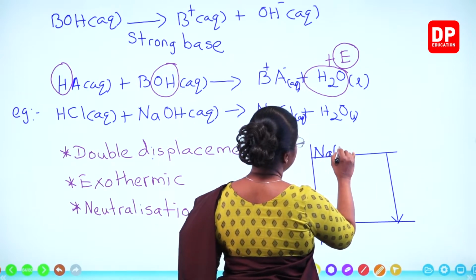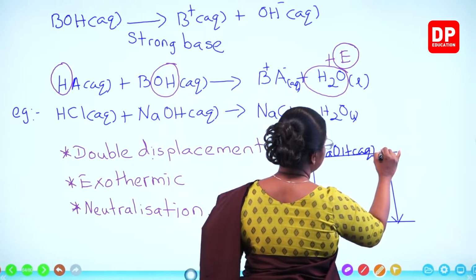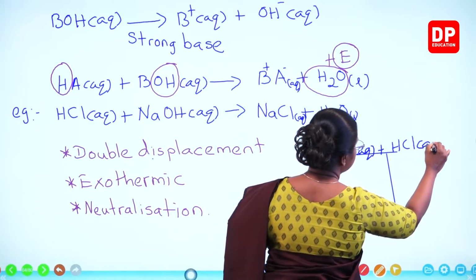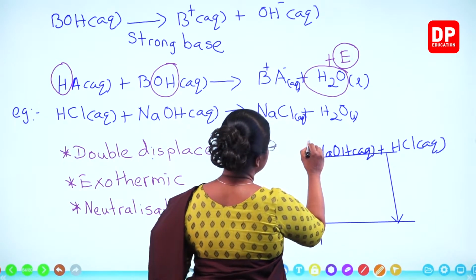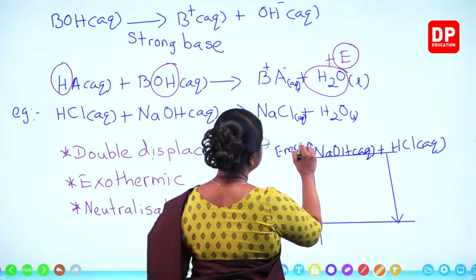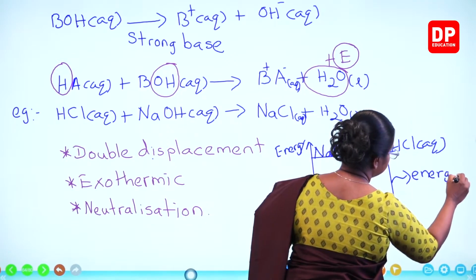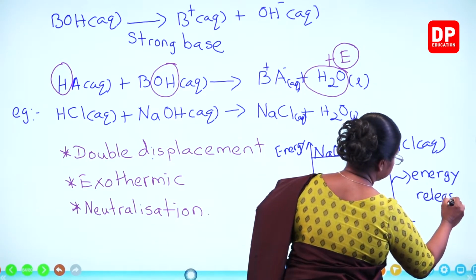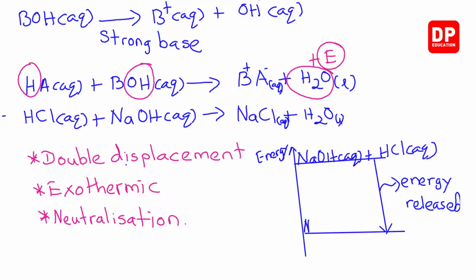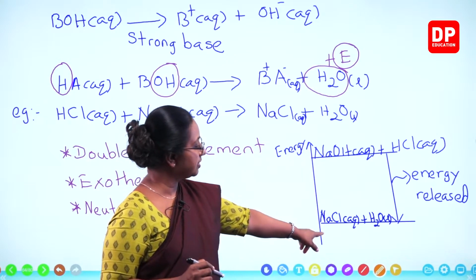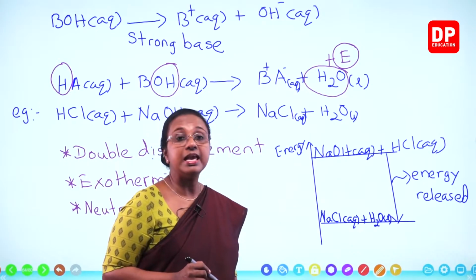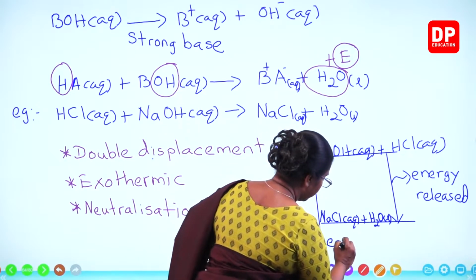You have NaOH aqueous plus HCl aqueous. They are the reactants. And so this is going to be the energy. Here, energy released. So here it is going to be NaCl aqueous and H2O liquid. So those are the products. Reactants have more energy, products have less energy. It is an exothermic reaction. Exothermic.